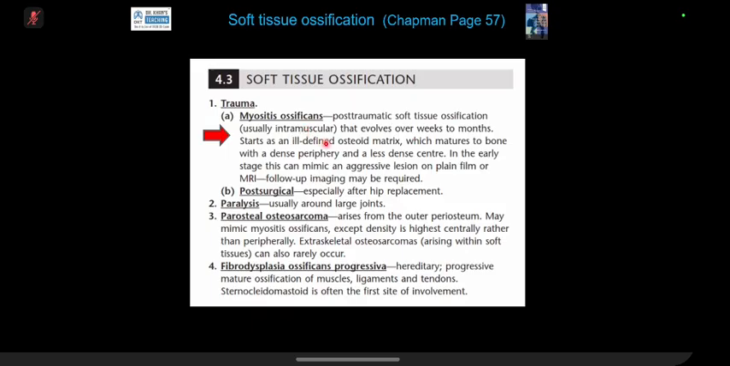And please remember that it is fine to ask for history of trauma. Many of the times, the history of trauma is too trivial and the patients don't remember. The key point is that the osteoid matrix starts as ill-defined peripherally, and then it extends to the central portion. This is the key point. Once it is developing, at that point it will be difficult. If you do an MR, you will be in trouble.